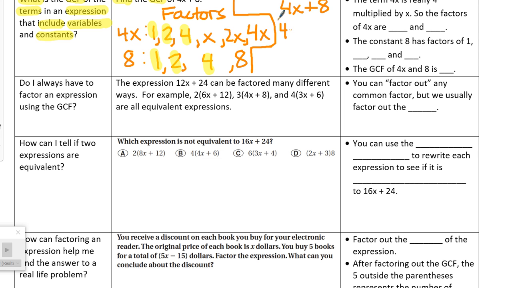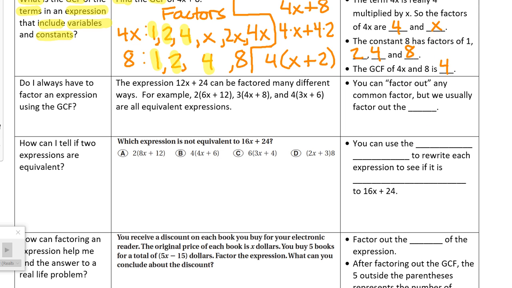Remember, this is 4 times x plus 4 times 2, right, to get 8. We could factor out the 4, and 4 times what is x? x. Plus 4 times what is 8, and that's 2. And so now we factored out the GCF. Now, this wasn't what the problem asked for, but you're going to have similar problems to this on your homework. So the term 4x is really 4 multiplied by x. So the factors of 4x are 4 and x, as well as 1, 2, 2x, and 4x, as we showed. And the constant 8 has factors of 1, 2, 4, and 8. So the GCF of 4x and 8 is 4.